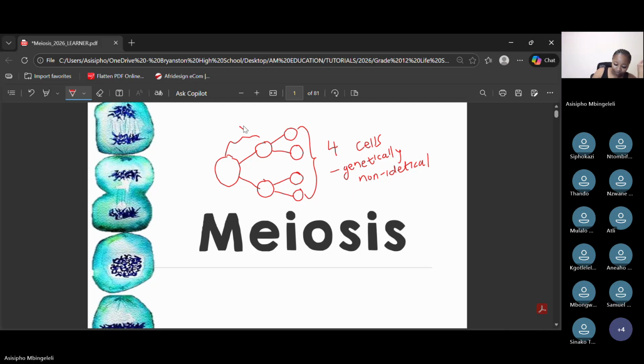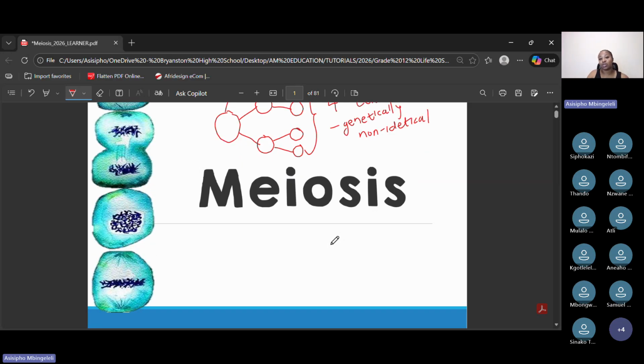Then on this part, whereby the 2 cells at the end of meiosis 1 continue to divide, that is known as meiotic division 2. So the names of the phases here need to have the number 2. Anaphase 2, metaphase 2, telophase 2, prophase 2. If you don't have the number, you are going to lose a mark. So I think that is basically what happens with meiosis.